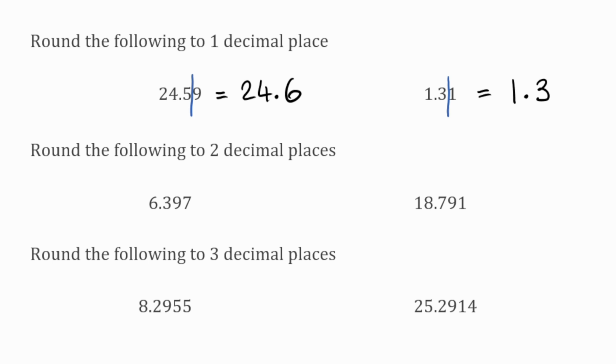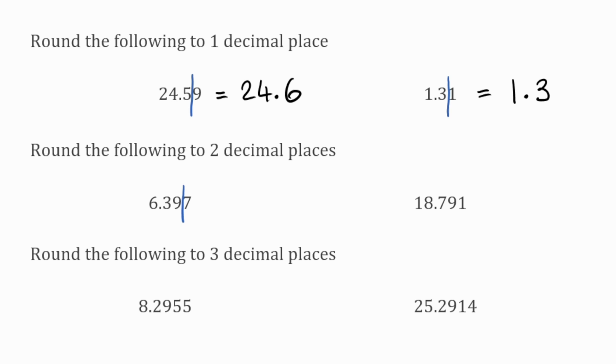Okay, we're now going to look at rounding to two decimal places. So for this first example, we've got 6.397. Well, we've got the 3 in the first decimal place. The 9 in the second decimal place is what we're looking for. So I'm going to draw my line between that 9 and the next digit, which is the 7. So we look at that 7. It's bigger than 5, so that means we're going to round up the previous digit.